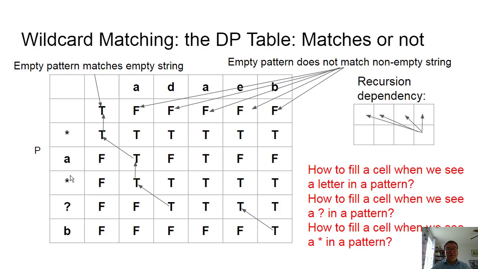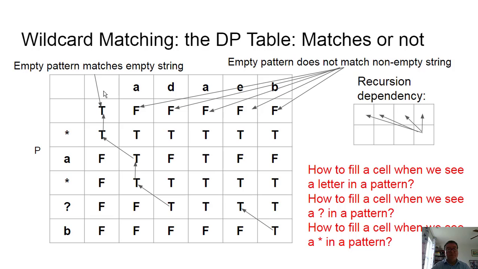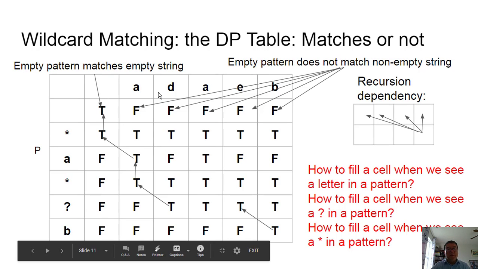And when we are seeing a star, this star itself can match with anything, so we need to look at the prefix. Because the previous one is false, this has to be false also. So in fact, anytime we have a false, things that are below it can only be false in the first column.